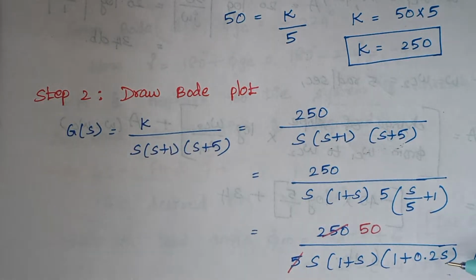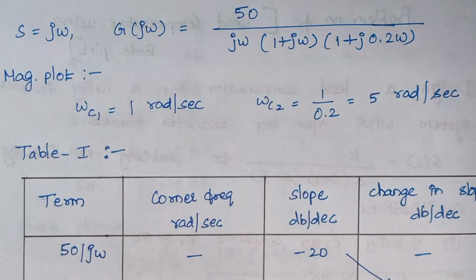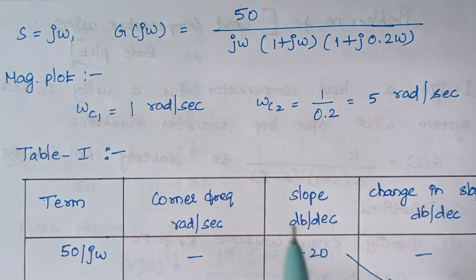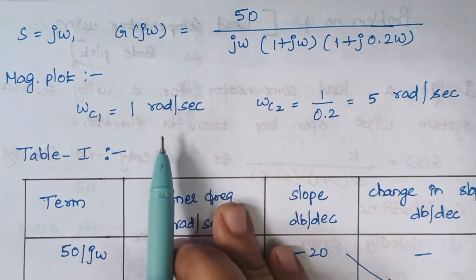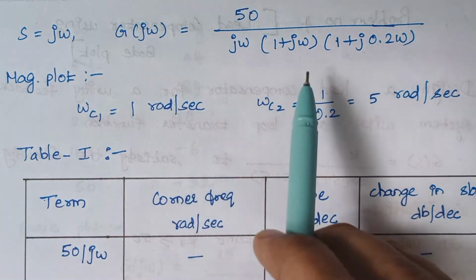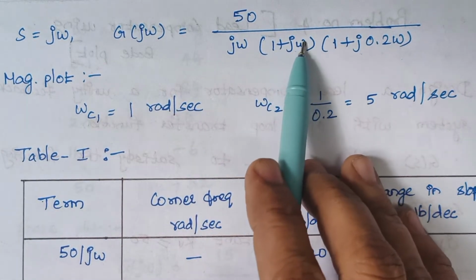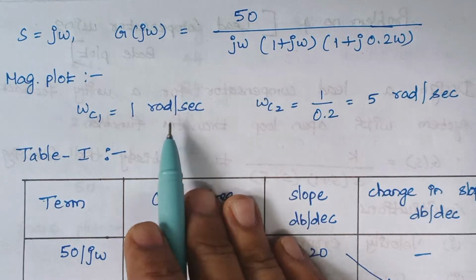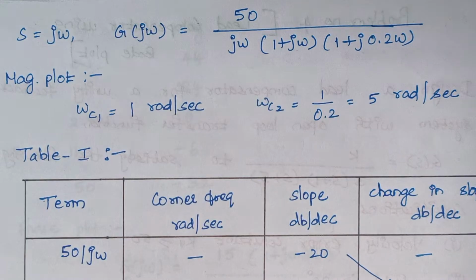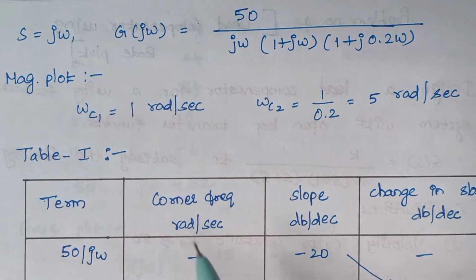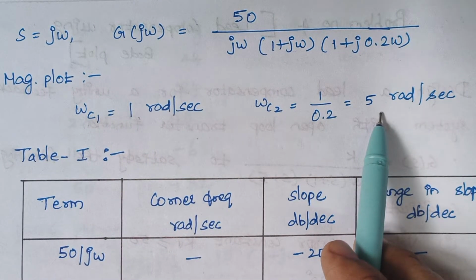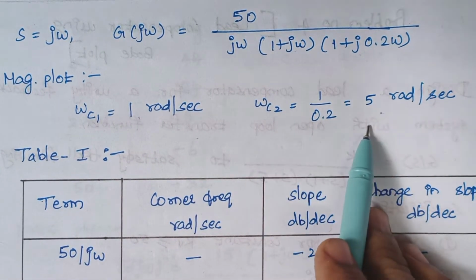Now for this transfer function, we are going to draw the Bode plot. The first step is replace s by j omega, right? Then we are going to find the corner frequencies. We have to just take the reciprocal of the coefficient of the imaginary term. Here the coefficient of omega is 1, so 1 by 1 is 1. And here 1 divided by 0.2 is 5, right? You have to give the name based upon the ascending order. So this 1 is omega c1, and 5, the next higher number, is omega c2, right?